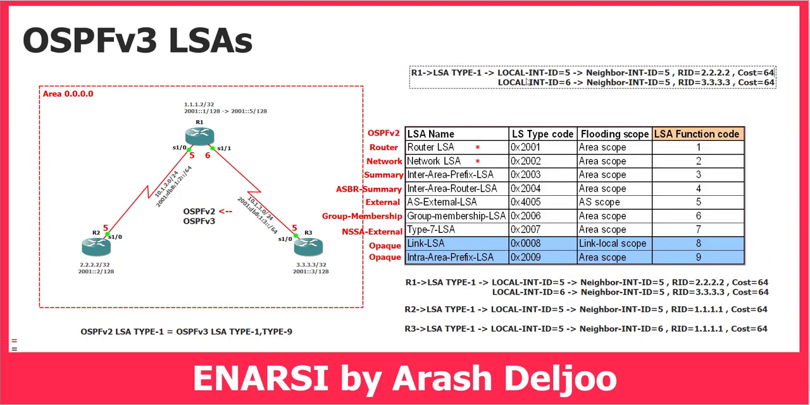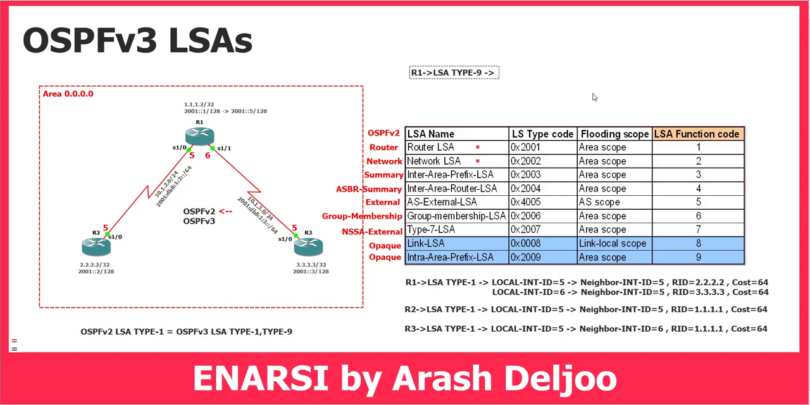On the R1 LSA type 9, we have this information. It is so easy. For example, 2001::1/128, metric is 0. Then 2001:db8:12::/64, metric is 64, and also 2001:db8:13::/64, the metric is 64 again. This is the information that we have in the LSA type 9 of router 1.